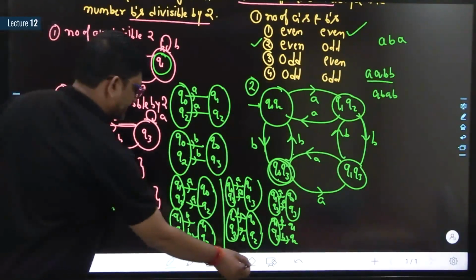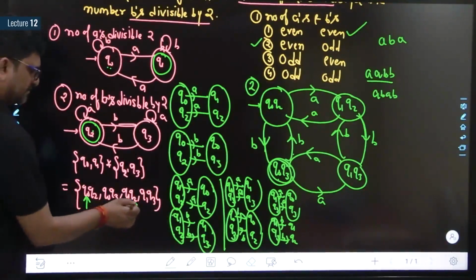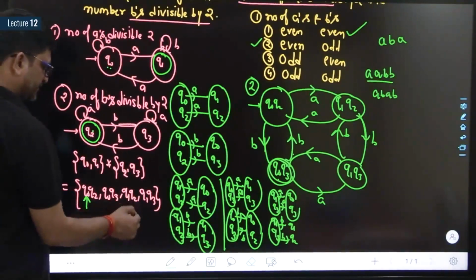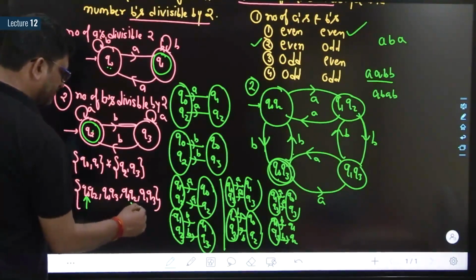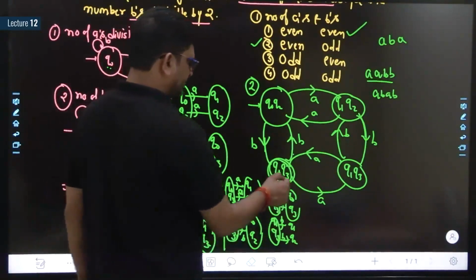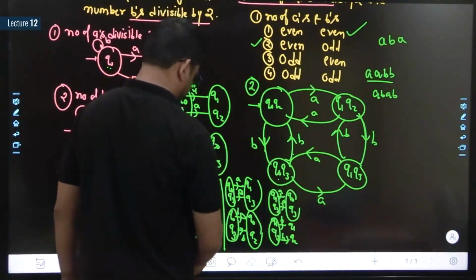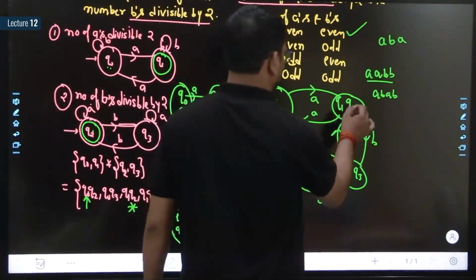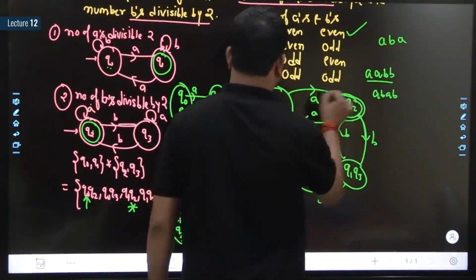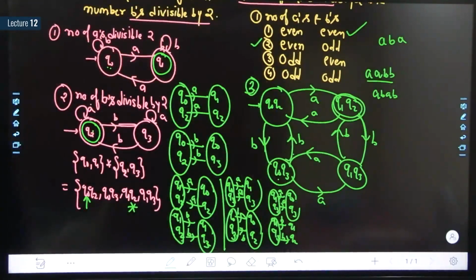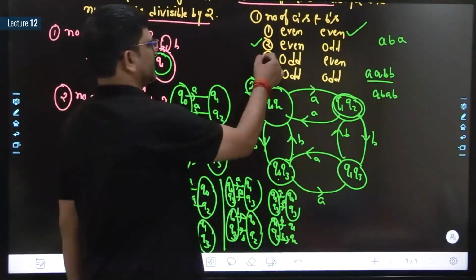The final state will be changed. Which one is final? Q1 and Q2. This one is final. This is the final state for question number 3. Number of A's are odd and number of B's are even.